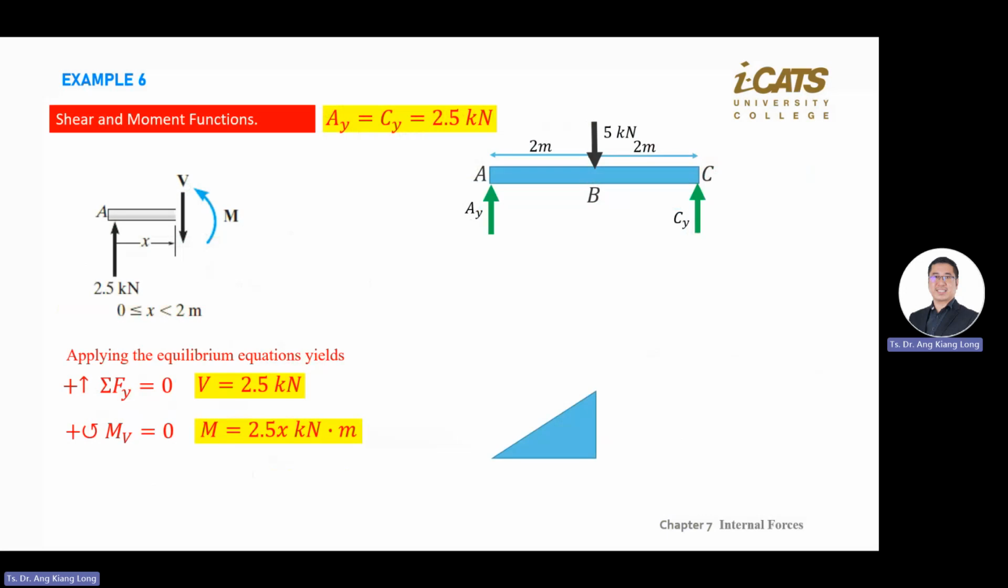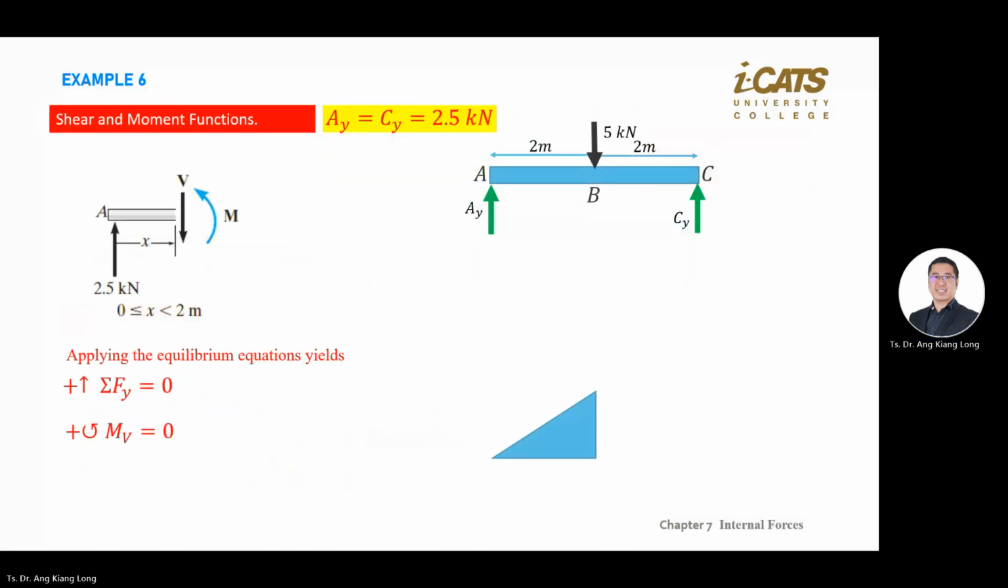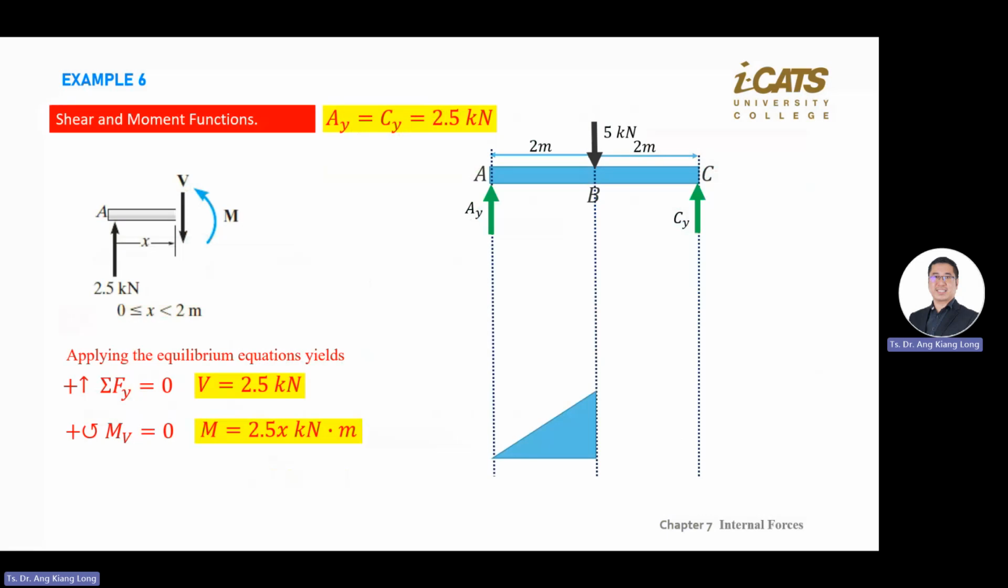Understand how to arrive at this one? Who doesn't understand how you get this one? It's from this equation. Because we only want to see up to before the 5 kilonewton. We don't want to confuse ourselves with this force. We only go up to very near that force. Who doesn't understand why suddenly I get M equal to 2.5x?